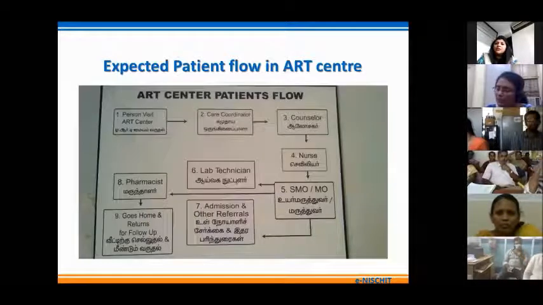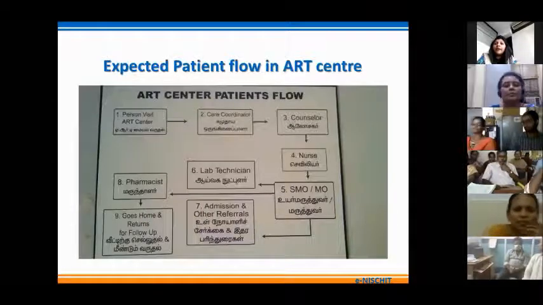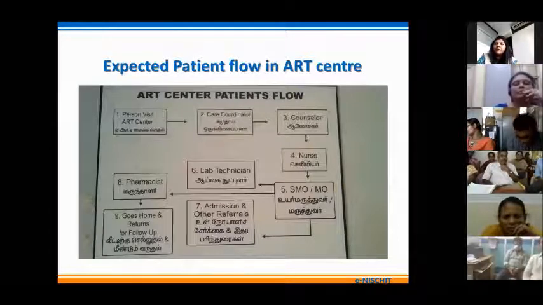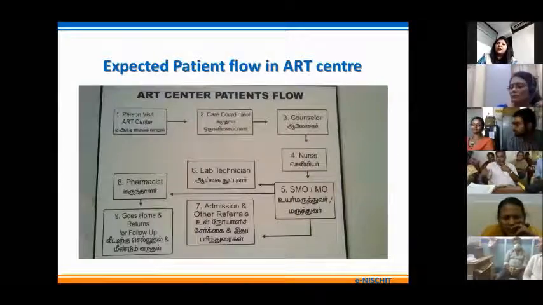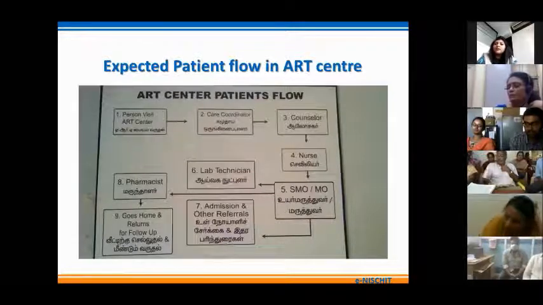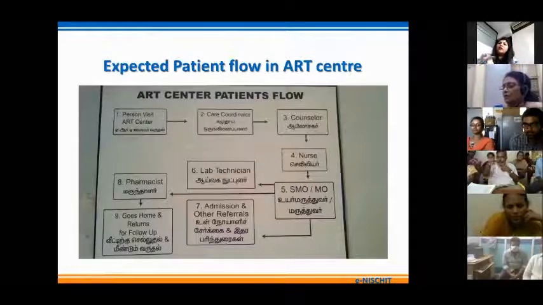This slide shows the expected patient flow in the ART center. The patient enters the ART center. The first point of contact is the care coordinator. From there, he goes to the counselor, then to the staff nurse, then to the medical officer. From there, he is referred for blood investigations or any other reference. Then he goes to the pharmacy, takes his medicine, and moves out of the ART center. So this is a routine flow. But sometimes the rooms are placed in such a way that it results in a lot of crisscrossing and the patient spending a lot of time in the institute. Please go to the next slide.